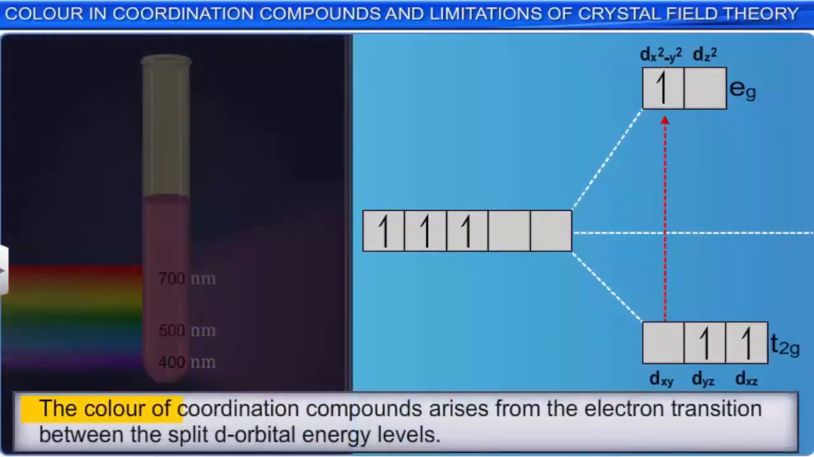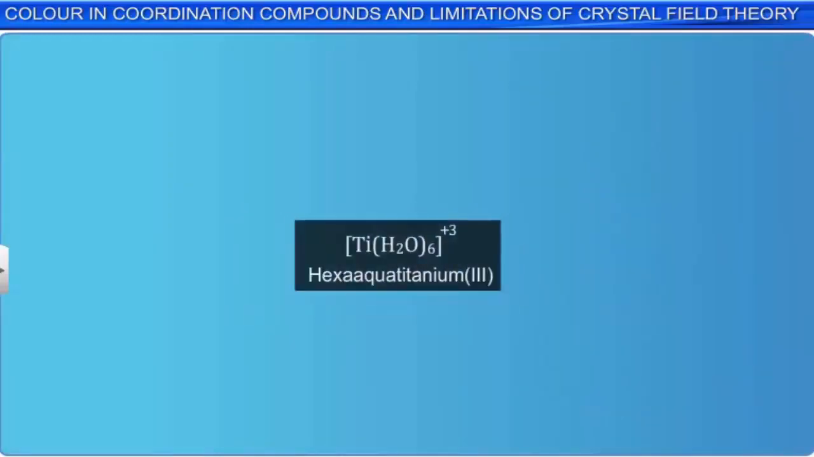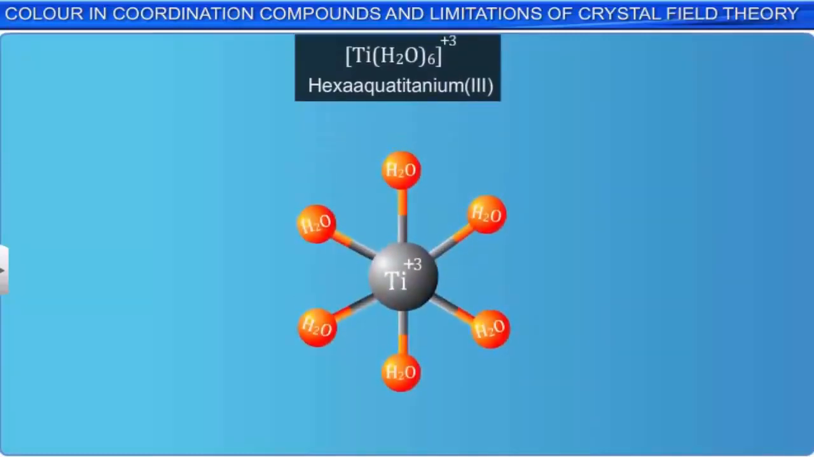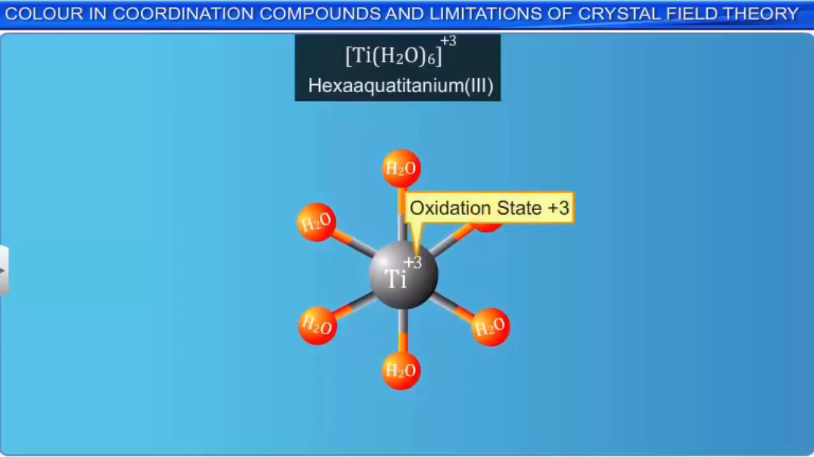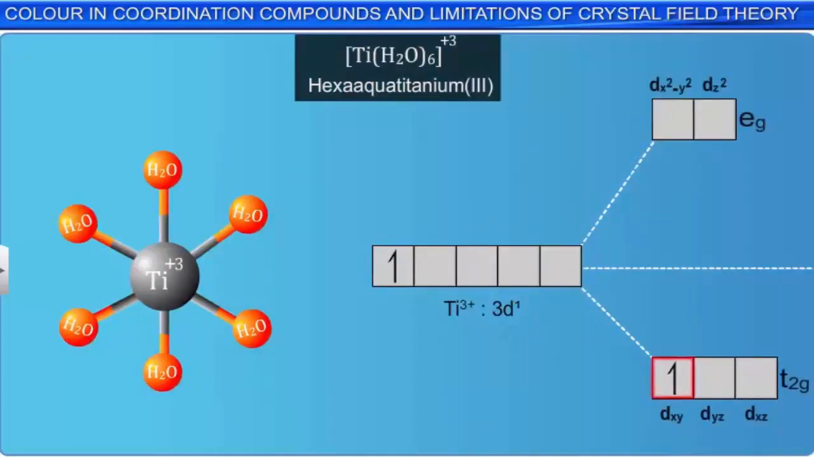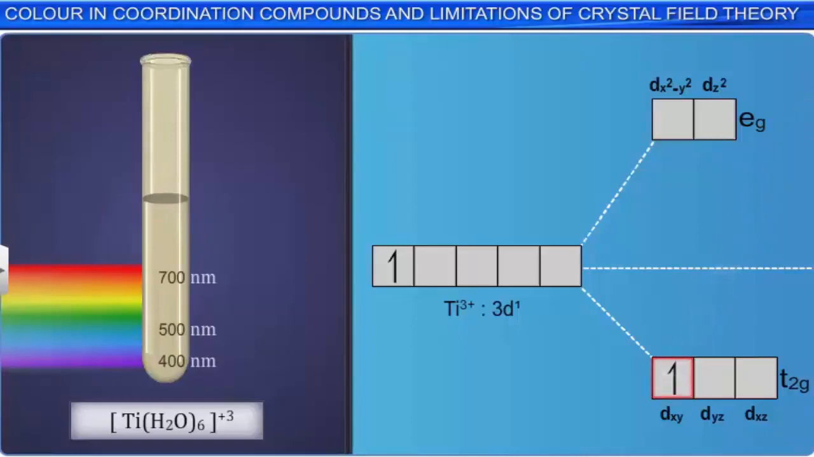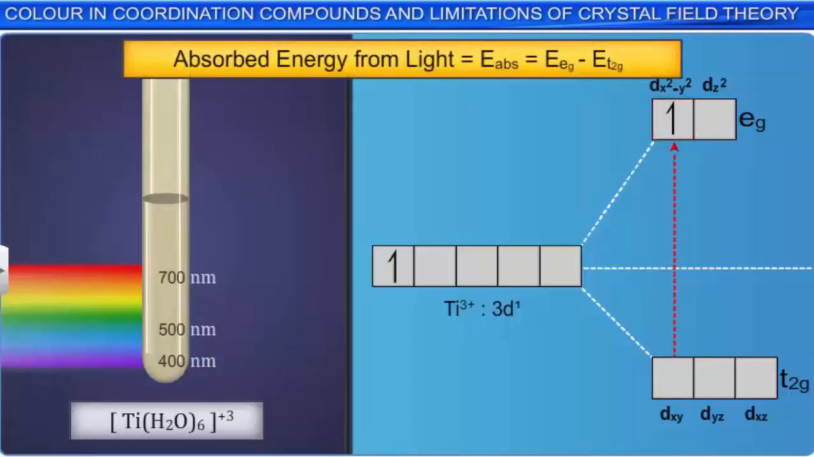Let us take the example of hexaaquatitanium(3+) to understand this. Hexaaquatitanium(3+) is an octahedral complex, in which titanium is in the +3 oxidation state and has a single electron in the d orbital. The single electron is present in the lower t2g level in the ground state of the complex. When light passes through a solution of this complex, the electron in the lower t2g level is promoted to a higher eg level by absorbing light with energy equal to the energy difference between the t2g and eg levels. In this case, it absorbs energy corresponding to the blue-green region. As white light minus blue-green light gives purple color, the complex appears purple.